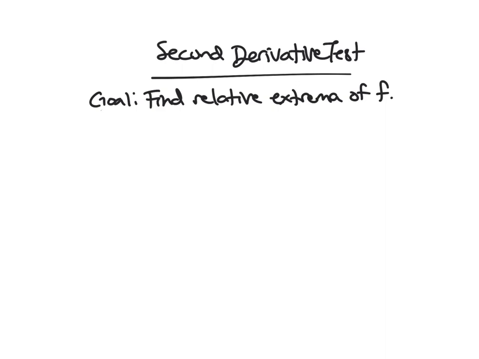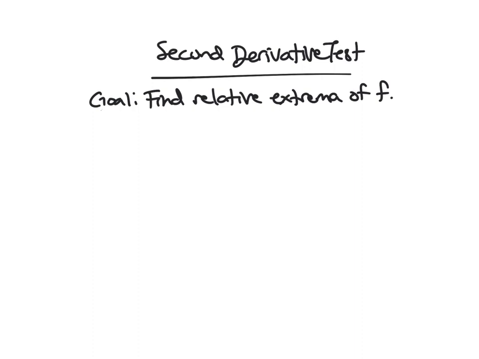So now we're going to talk about the second derivative test. This is not to be confused with finding intervals of concavity. Really, our goal here is the same as the first derivative test. We want to find relative extrema, relative max and relative min, of our function f. We're just going to use concavity as the tool instead of increasing and decreasing.